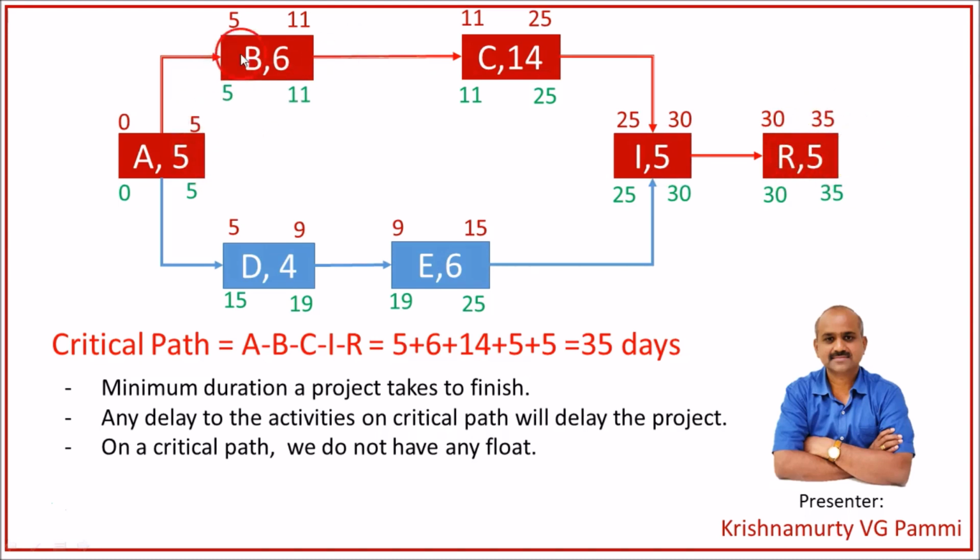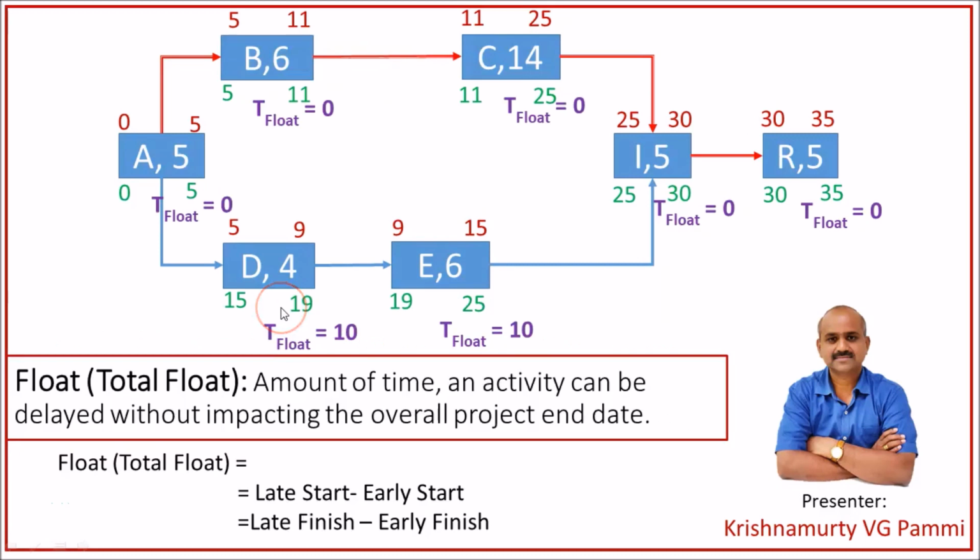Any delay to the activities on the critical path will further delay the project duration. So that's why we do not have any float on the critical path. Remember, I use the term float. Float of an activity or total float of an activity are one and the same. They both are synonyms. So, a float of an activity is the amount of time an activity can be delayed without impacting the overall project end date. It can be obtained by either of the formulas: late start minus early start, or late finish minus early finish.